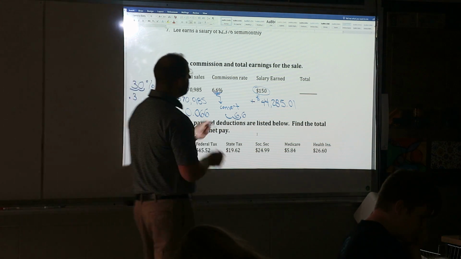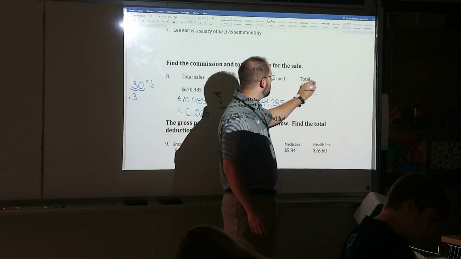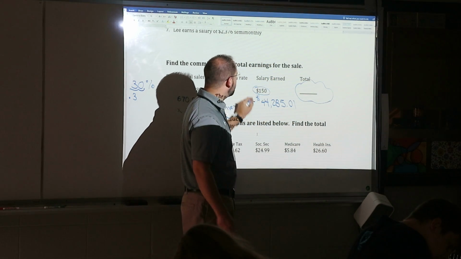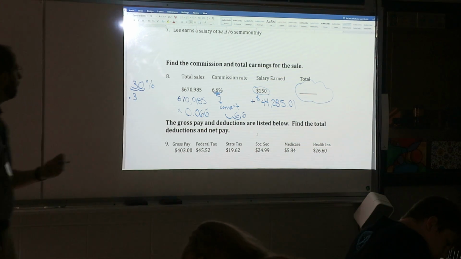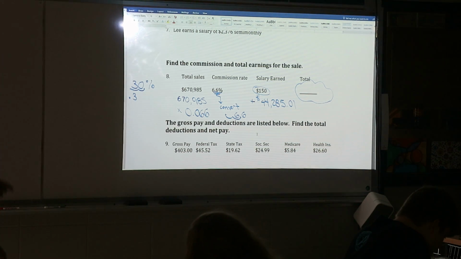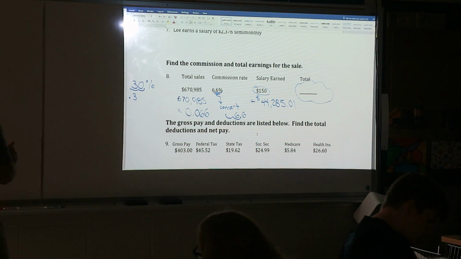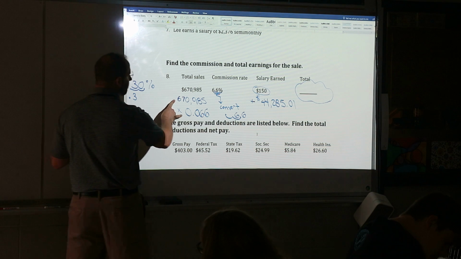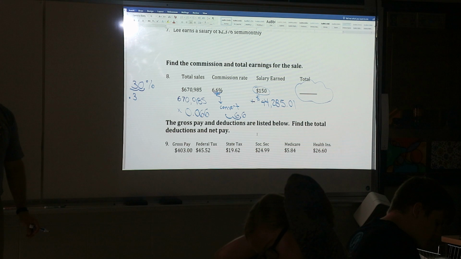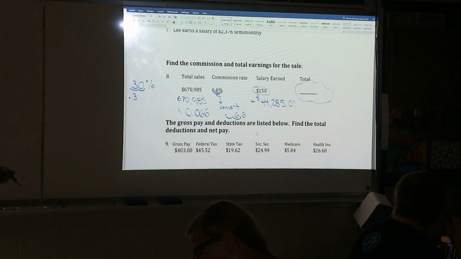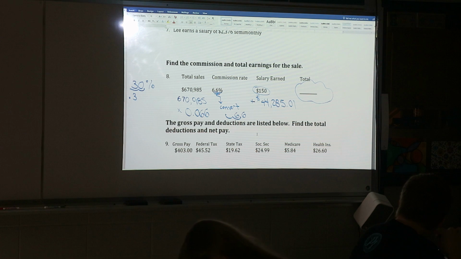But you have to add these two together, and that gives you your total. Does that make sense? You're adding just the salary plus your commission. The part I'm worried about with problem number 8 is, can you calculate the commission correctly? Do you know how to move that decimal over 2 spots? You multiply these two numbers together to get that 44 grand. That's what I'm worried about. Can you do that? Alright, questions about how to convert the decimal or what to do? Hopefully I did enough explaining there.